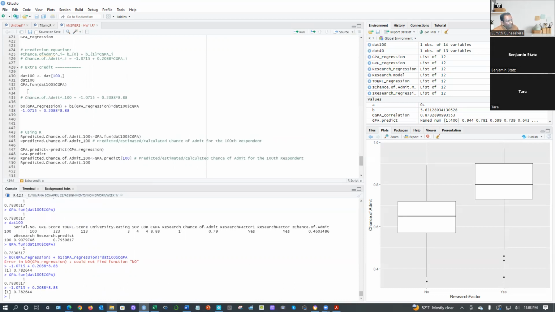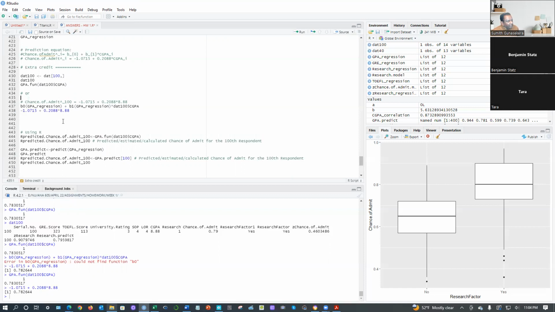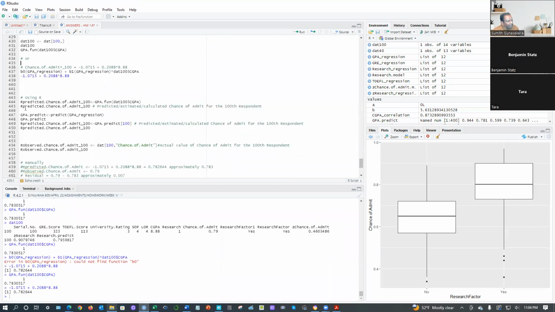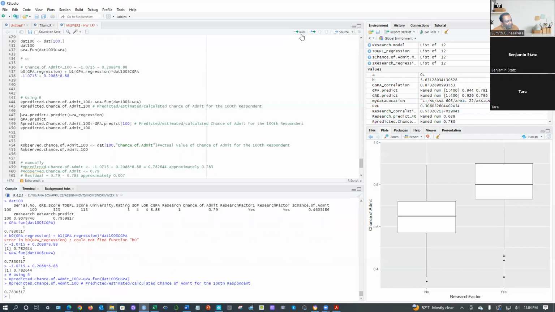Okay, the estimated value for the chance of admit for the 100th person based on his GPA. Then what I'm going to do, using R, I can get the predicted value for the 100th person, using the GPA function on the CGPA data. That's the same thing. I gave a name for that, R predicted value. I'm going to reproduce it for the 100th person, 78.30, we know that one.